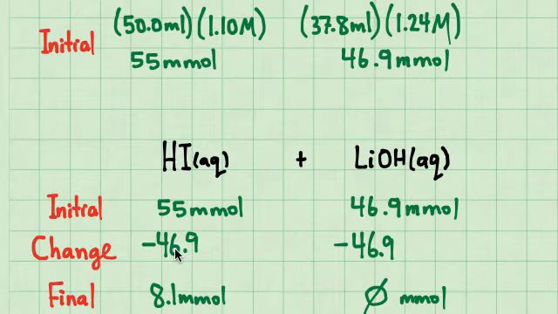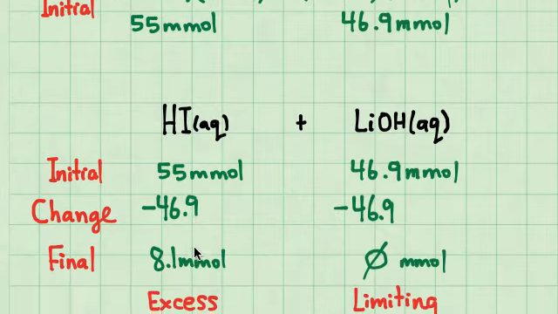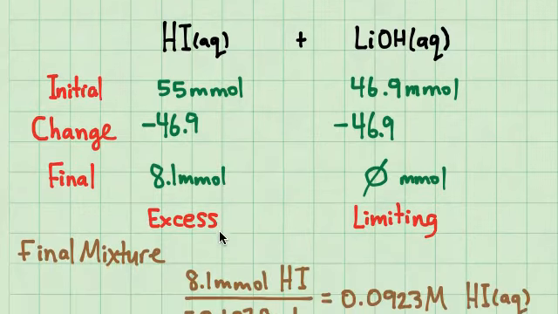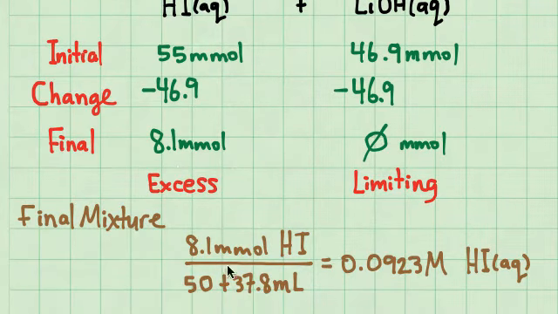So this goes down by 46.9. This also goes down by 46.9 to nothing, but I still have a little bit of this left over. Isn't 55 more than 46.9? So I call this one excess, and I call this one limiting. If I had 8.1 millimoles more of this, up to 55 millimoles of this, then it would react with 55 millimoles of that. The question could be then, almost to end with, what's the final concentration of acid? Well, I had 8.1 millimoles excess, so that extra is still floating in the water.